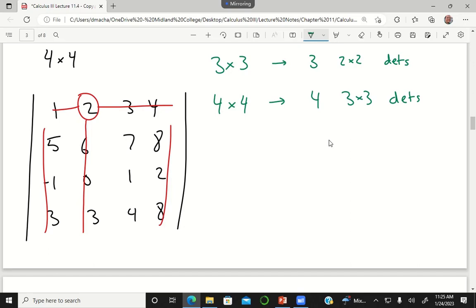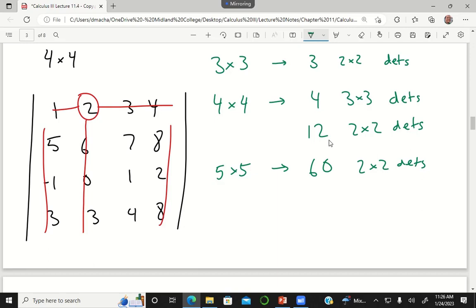And so that would end up being the same thing as, let's see, like 12 2 by 2 determinants by the time you were done. And so if you wanted to do a 5 by 5 matrix, that would require you to do 60 2 by 2 determinants, you know. And so this explodes, right? It goes up sort of like the factorial.